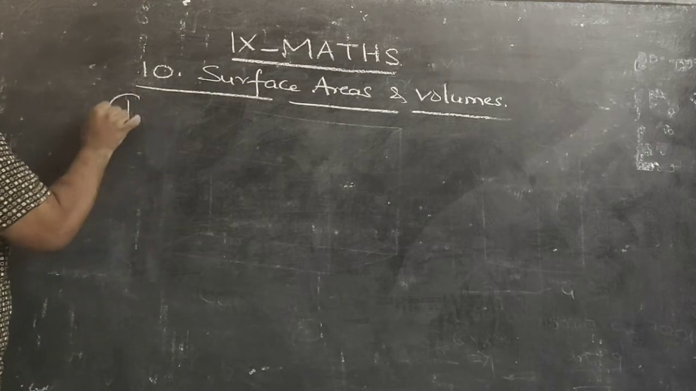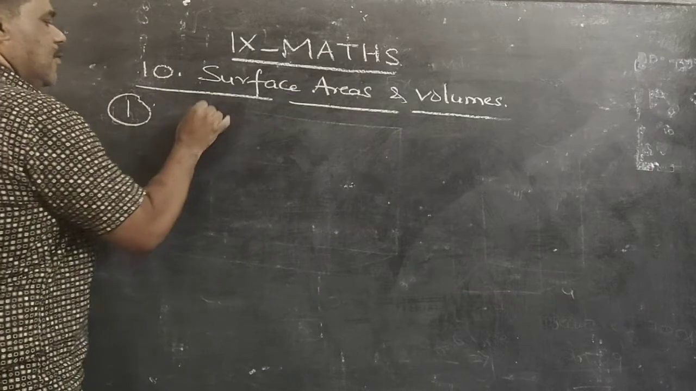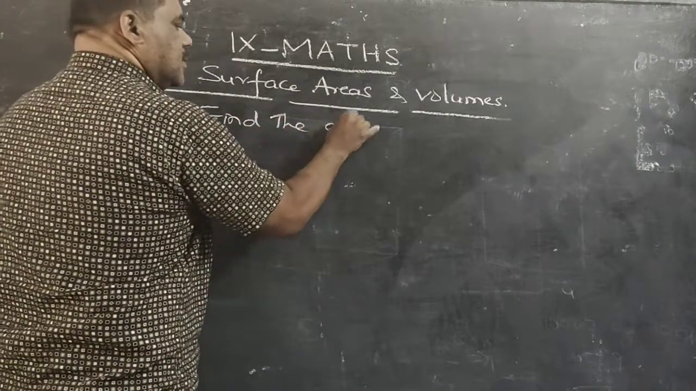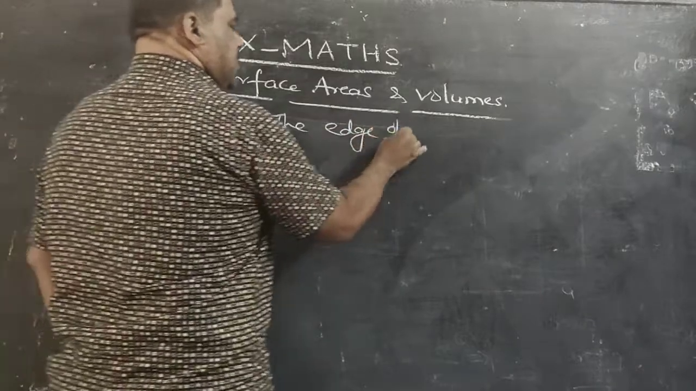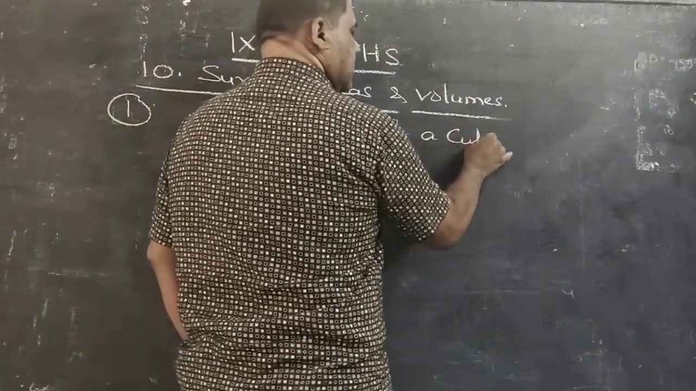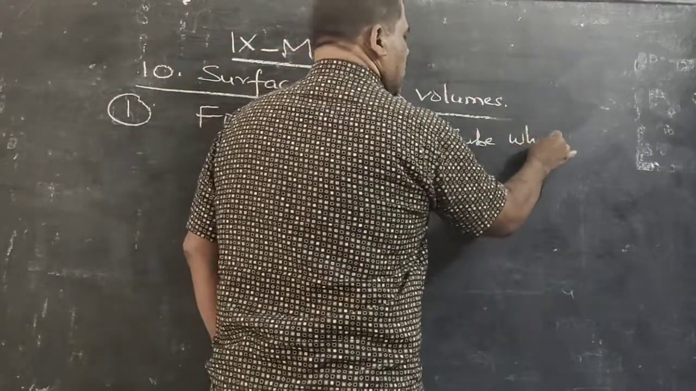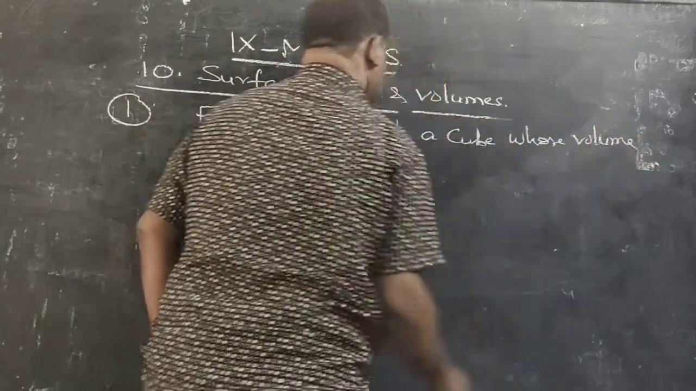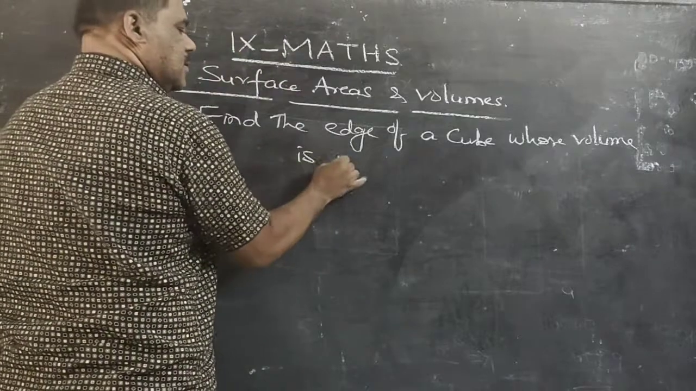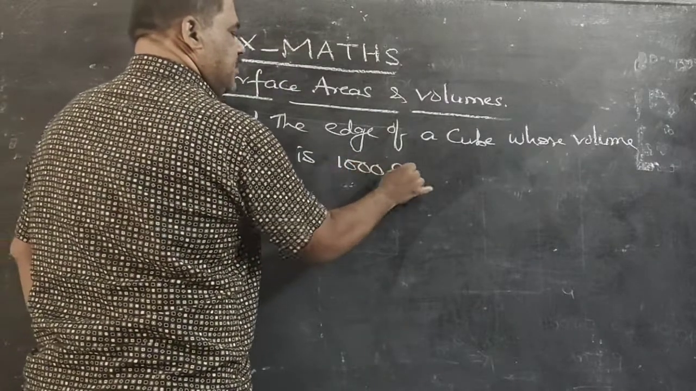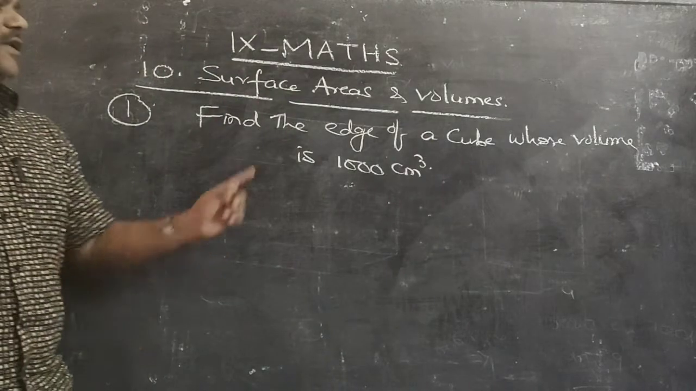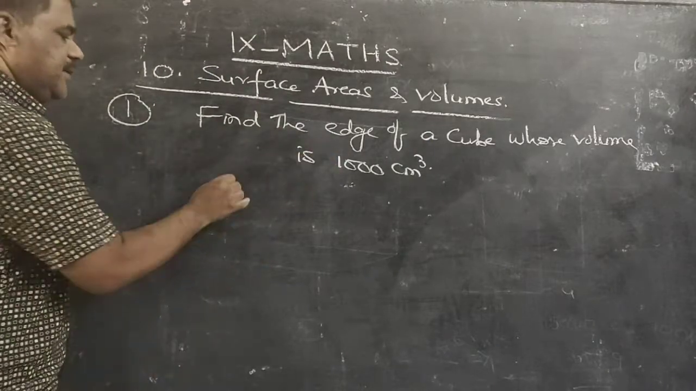Right, first question. Find the edge of a cube whose volume is 1000 cm³. Here the volume of the cube is given as 1000 cm³.